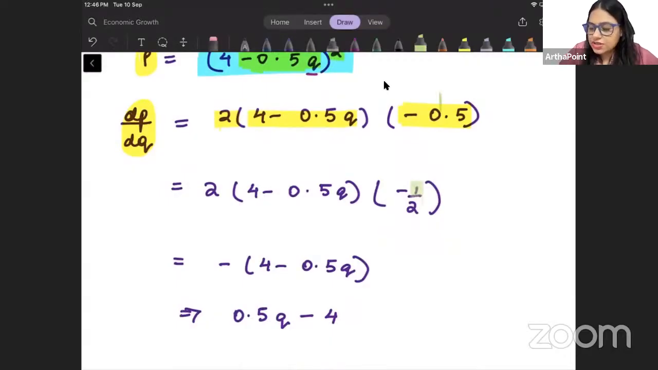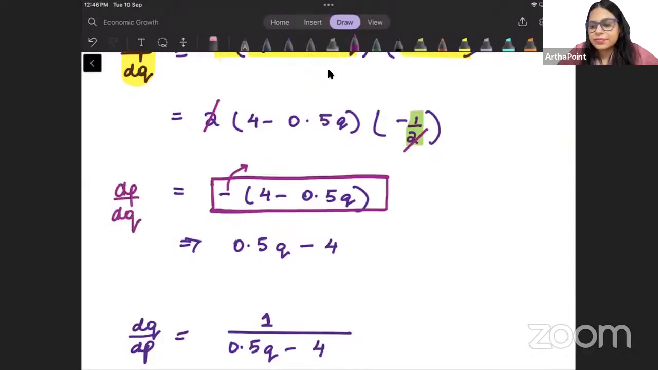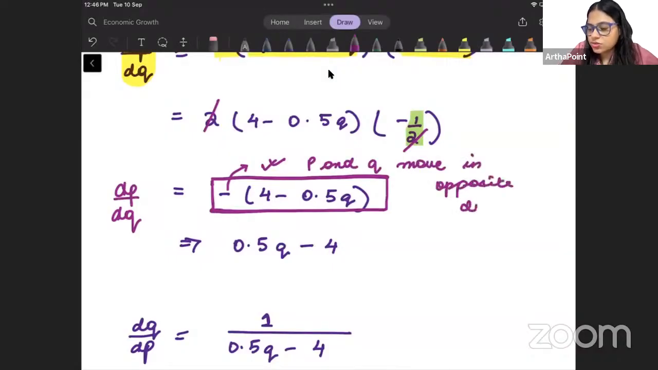So 0.5 is nothing but half, right? And you can just cancel this 2 out, right? So when you cancel this 2 out, you will be getting minus 4 minus 0.5 Q. Okay. So you see that there is a negative sign here. You see that you are getting dP by dQ with a negative sign. This is absolutely correct because this is a demand function and price and quantity need to move in opposite directions.